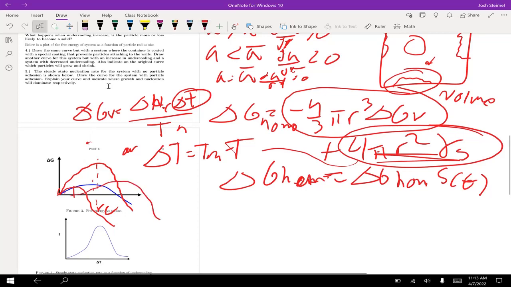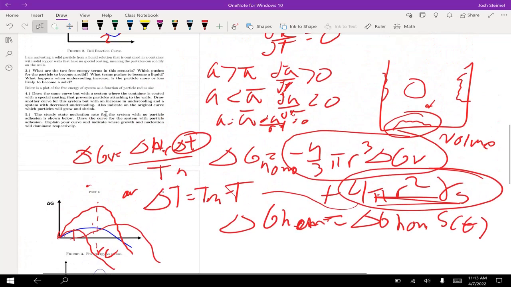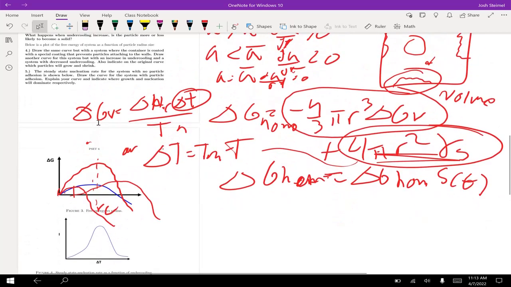There we go. So the steady state nucleation rate for the system with no particle adhesion is shown below. So no particle adhesion is on here. Draw the curve for the system with particle adhesion. So with particle adhesion, it's going to be easier. I don't need as much, basically undercooling here. So it's going to occur. I need less undercooling to kind of get this system started. Again, high undercooling, that's where nucleation dominates. Low undercooling, that's where growth dominates.